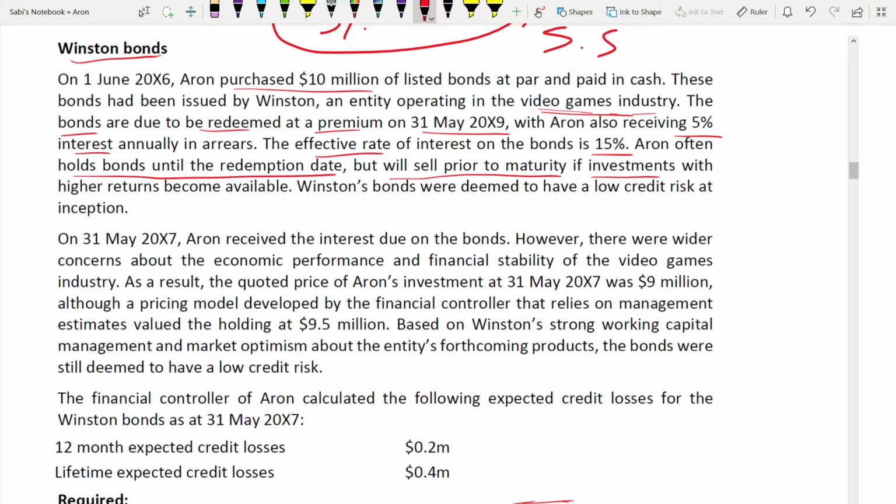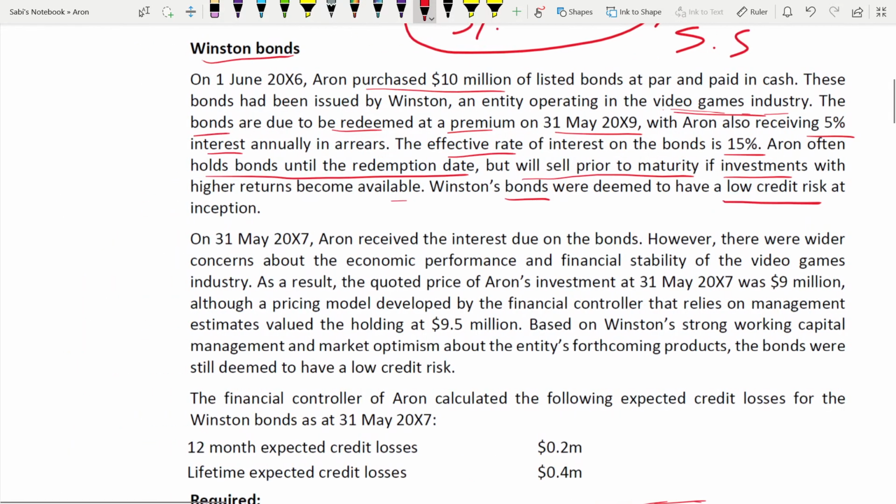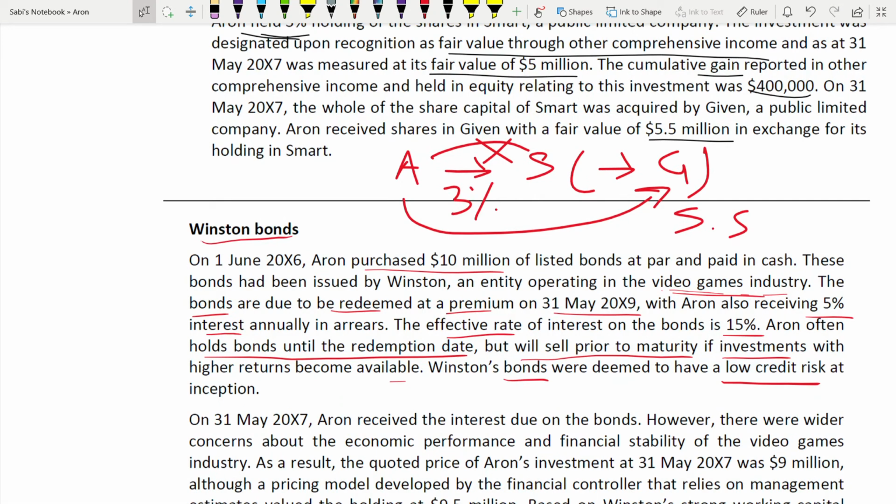If investments with high returns become available, Winston bonds are deemed to have a low credit risk at inception. Low credit risk, the bond. Now you understand what the whole thing is about. It's about credit risk. It's about impairment of financial assets. The main topic is this. There might be other things also, but that's why it's for 10 marks.